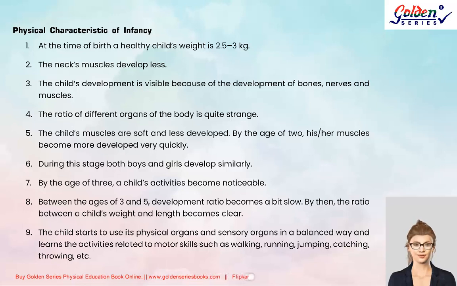6. During this stage both boys and girls develop similarly. 7. By the age of 3, a child's activities become noticeable. 8. Between the ages of 3 and 5, the development ratio becomes a bit slow. By then, the ratio between a child's weight and length becomes clear. 9. The child starts to use its physical organs and sensory organs in a balanced way and learns the activities related to motor skills such as walking, running, jumping, catching, throwing, etc.